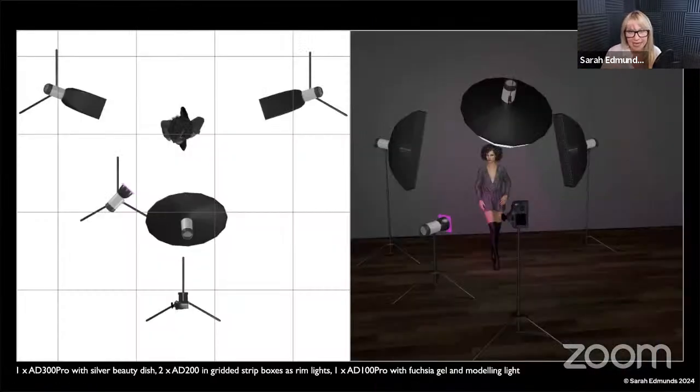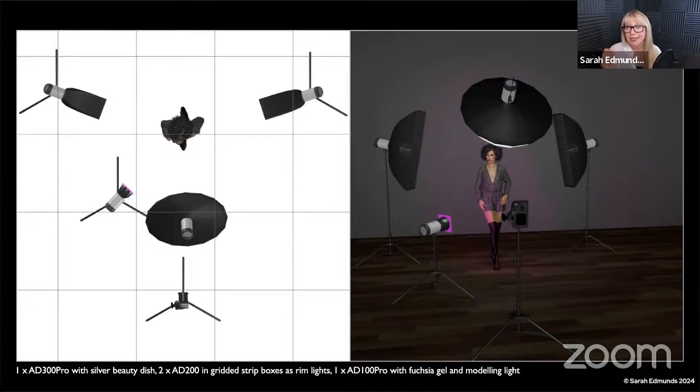This was the same day. And here I'm using a classic 3-point setup: gridded strip boxes behind the model, not quite 45 degrees, and towards the model to provide a little bit of rim light. I tend to like gridded because that way the light is more controlled on the shoulder, and the lantern softbox towards the front.